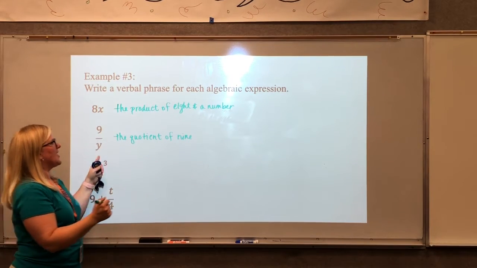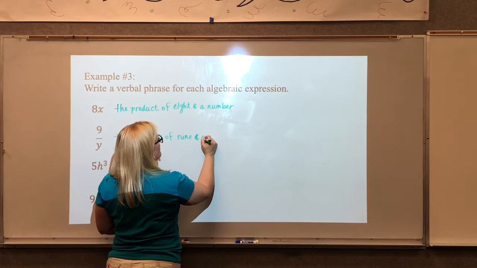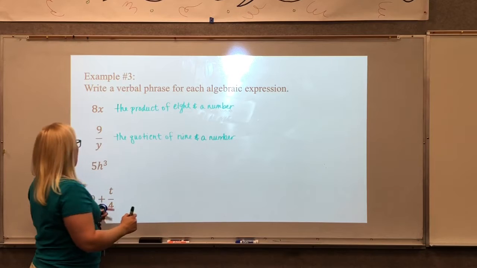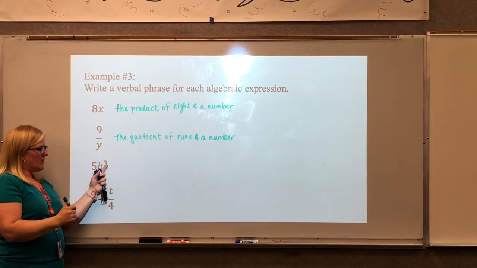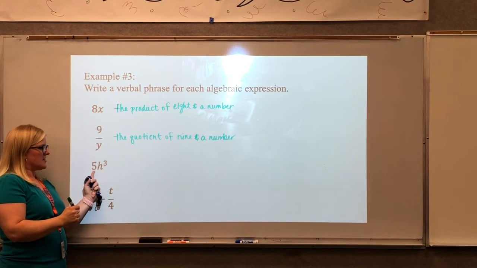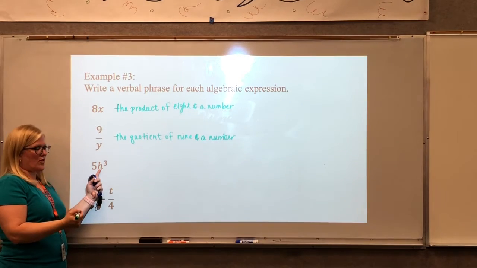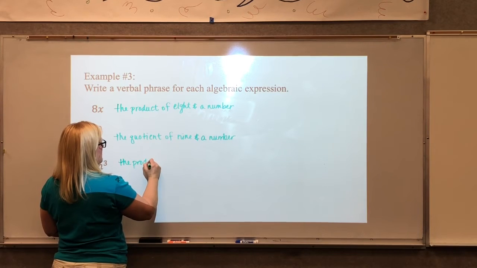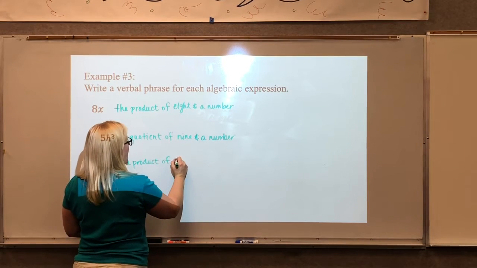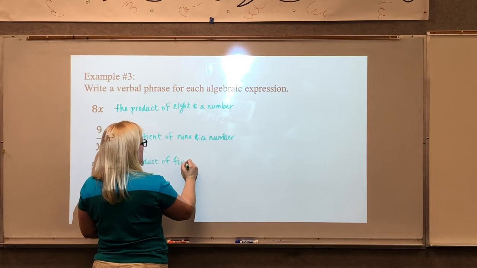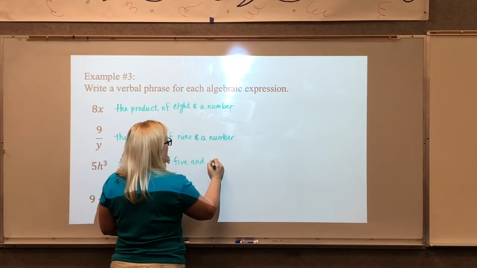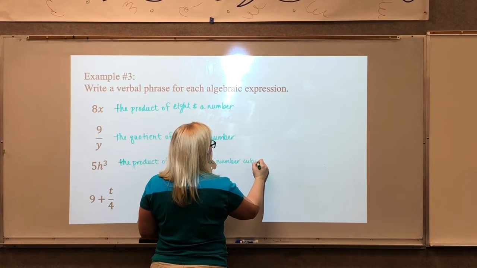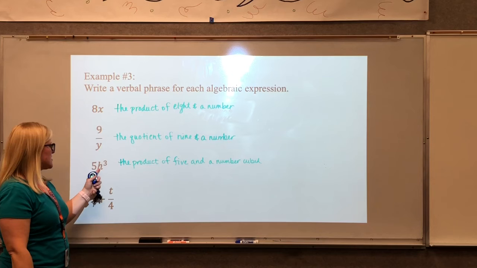The quotient of 9 and a number. Okay, this one, we've got it to the 3rd power, but this is a product. It's 5 times h to the 3rd. So this is the product of 5 and a number cubed. So that's the number cubed.